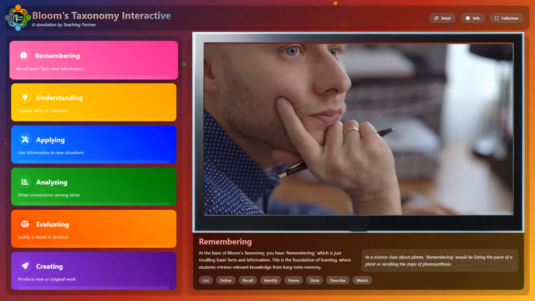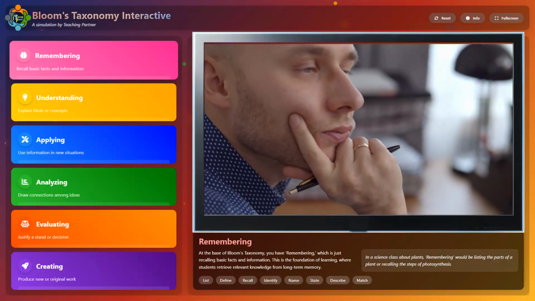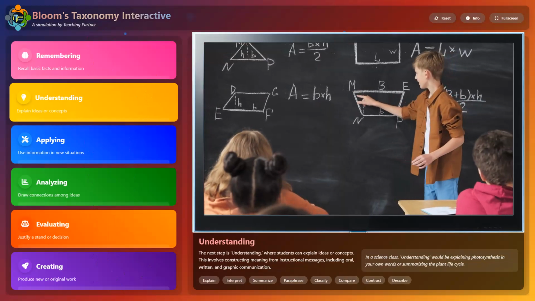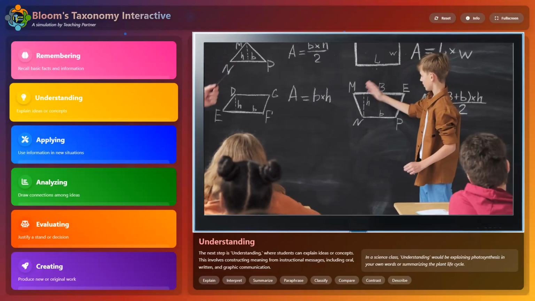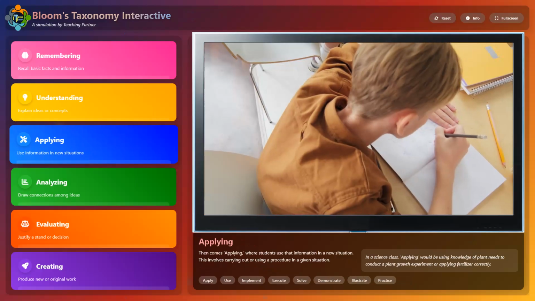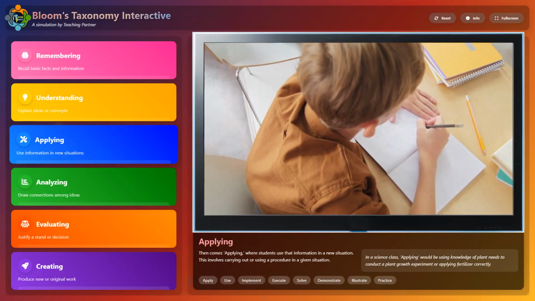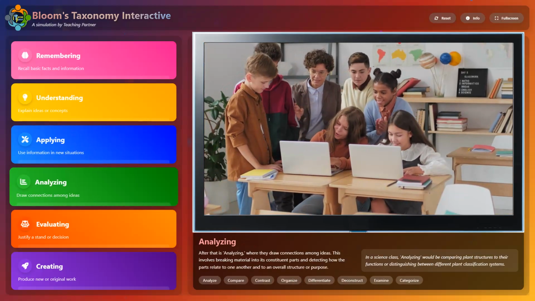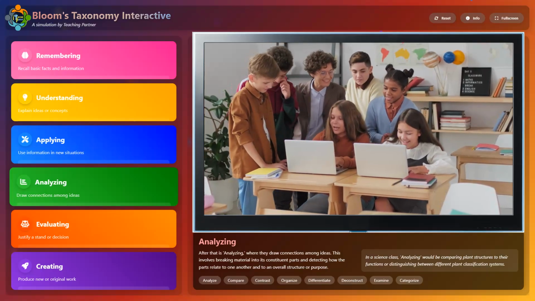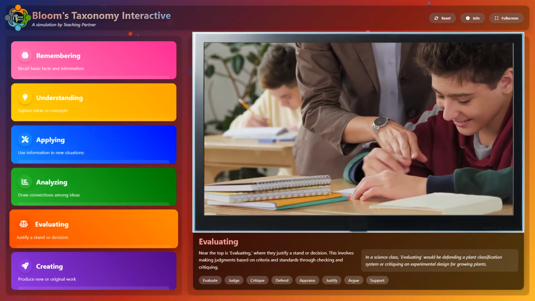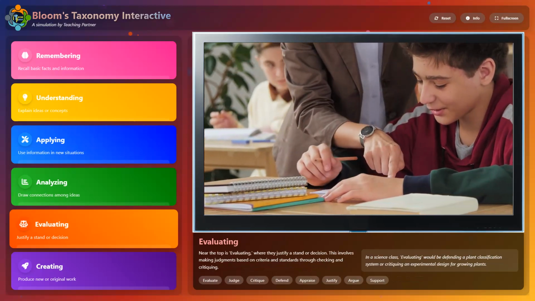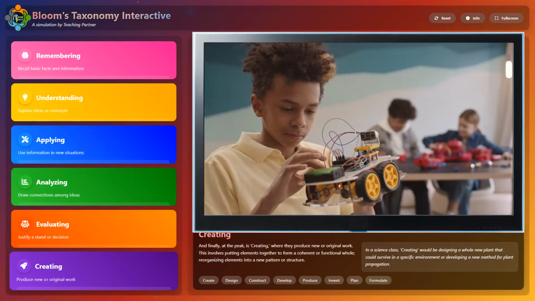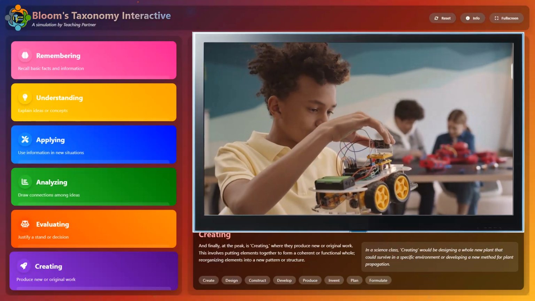At the base, you have remembering, which is just recalling basic facts and information. The next step is understanding, where students can explain ideas or concepts. Then comes applying, where they use that information in a new situation. After that is analyzing, where they draw connections among ideas. Near the top is evaluating, where they justify a stand or a decision, and finally at the peak is creating, where they produce new or original work.